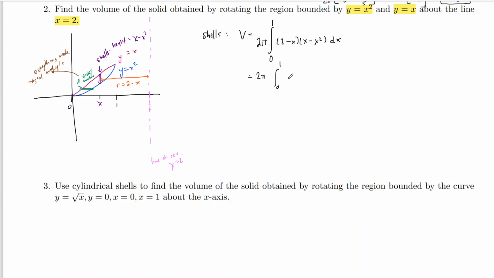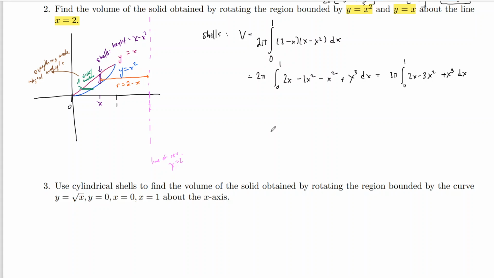Distribute these to each other. We get 2x minus 2x squared. Distribute the 2. Then distribute the minus x. We get minus x squared plus x cubed dx. And we do have some like terms. Let's go ahead and combine them. We've got 2 pi, the integral from 0 to 1, 2x minus 3x squared plus x cubed dx.